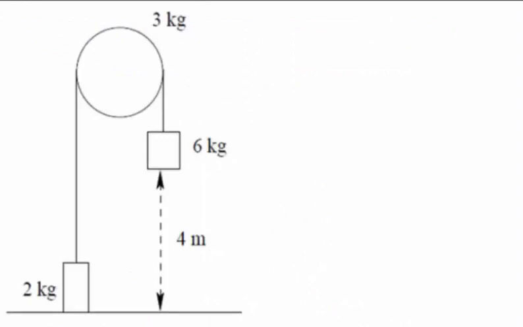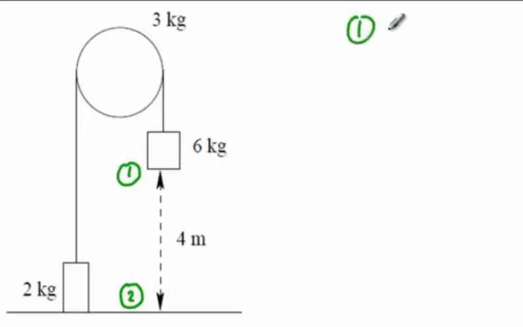The first step in solving an energy problem is to identify all the relevant moments in the problem that we use energy methods to connect. So we identify moment 1 as the moment when the 6 kilogram mass is 4 meters in the air, and we identify moment 2 as the moment just before the 6 kilogram mass strikes the floor.